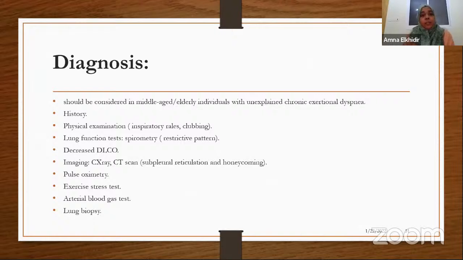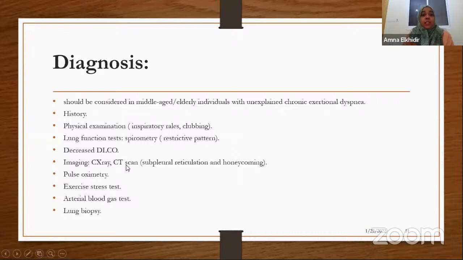The diagnosis is considered in any middle-aged or elderly individual with unexplained chronic exertional dyspnea. We make the diagnosis by history and physical examination. On auscultation, we hear respiratory crackles, and we see clubbing in the fingertips. When doing lung function tests like spirometry, there is a restrictive pattern and decreased diffusion of carbon monoxide.